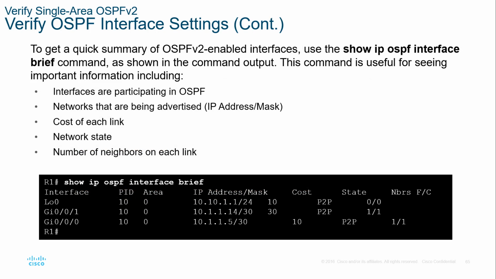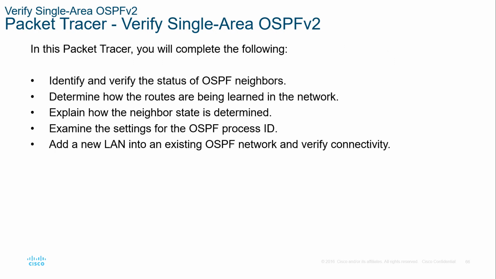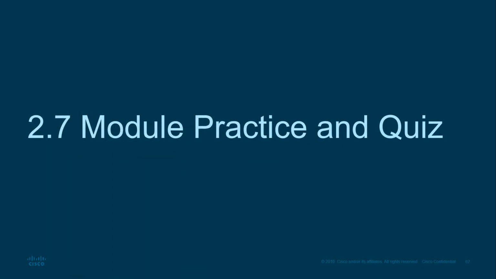If we want to do a quick overview, we could do a show ip ospf interface brief, and that will show us our interfaces, our process IDs, our areas, our addresses, our costs, our states, and our neighbors as well. And you'll notice the chart is not always lining up correctly because of spacing, but this will be our costs, this will be our state, and this will be our neighbors. We have a Packet Tracer doing all of our troubleshooting as well. And that is this chapter in a nutshell.